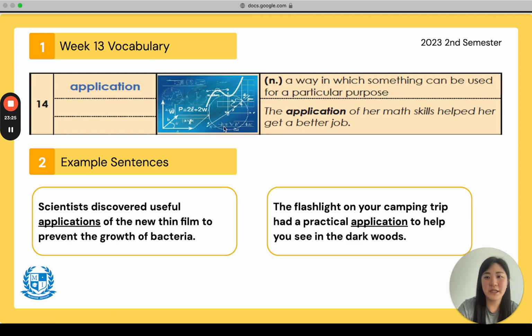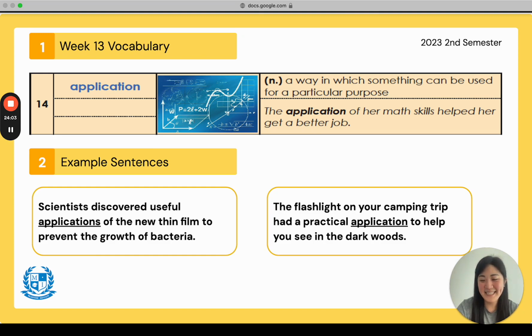Number 14. Wow, look at this picture. Everyone say application. Application. And it is a noun, and it means a way in which something can be used for a particular purpose. The application of her math skills helped her get a better job. So since she was able to use her math skills, it helped her to get a better job. So maybe she's more for a job that needs very technical and hard math. Repeat after me. The application of her math skills helped her get a better job.